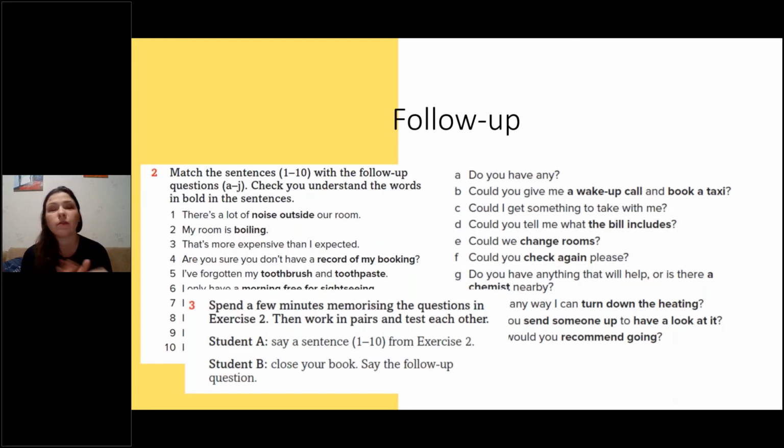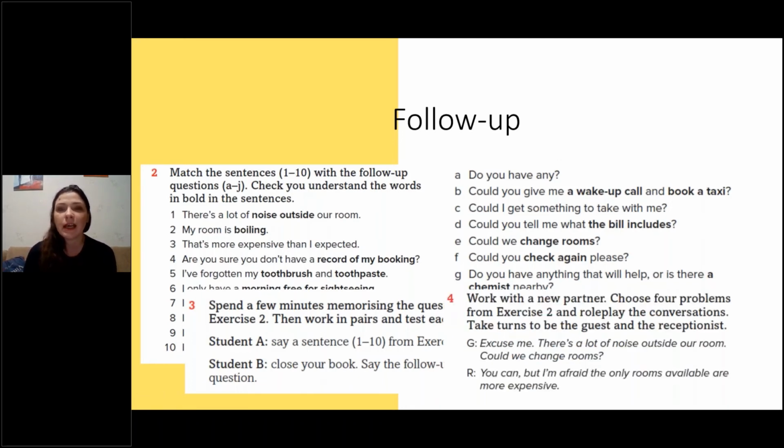That's all they need when they go down and want to talk to the person who helped them at the hotel. Well, thank you very much. Thanks for all your ideas. And after that, you now work with a new partner, choose 4 problems from exercise 2, and role play the conversations, taking turns to be guests and the receptionist.